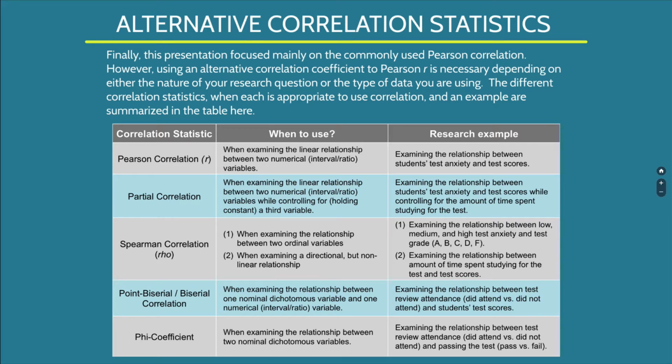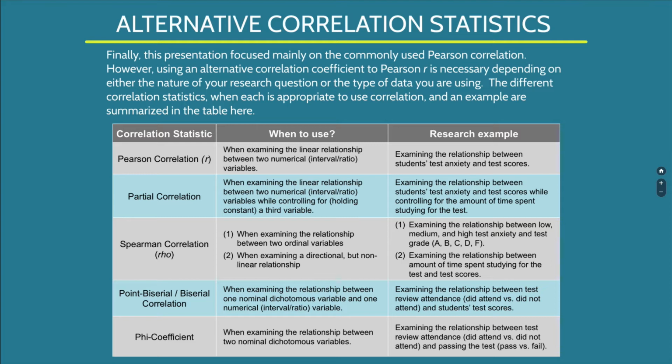For the Spearman's rho correlation, we might use this in a couple of different scenarios. First, Spearman's correlation should be used when examining the relationship between two ordinal scale of measurement variables. So this would be, for example, like examining the relationship between low, medium, and high test anxiety and test grade that wasn't numerical, like A, B, C, D, and F. So obviously there's ordinal qualities to that, but not interval ratio scale of measurement.